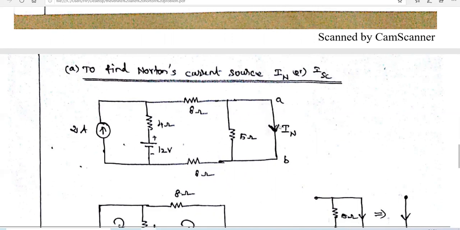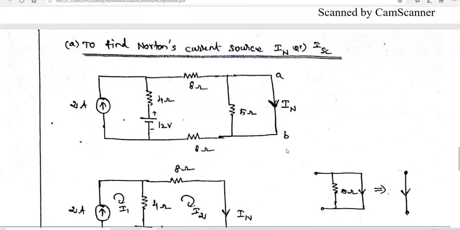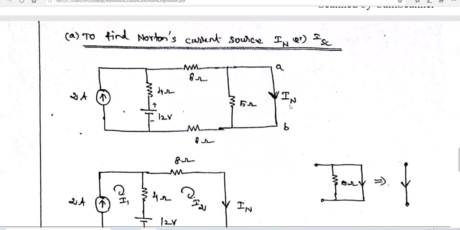So across this A and B, what is the current flowing? That current we are calling a Norton's current. So now you calculate the current flowing through this branch. That current we are calling a Norton's current. So you see, this is the diagram. In the diagram, we are short circuiting the terminal AB. Now we have to calculate the current flowing in this branch. But now you see, here this short circuited path is connected in parallel with one resistance.